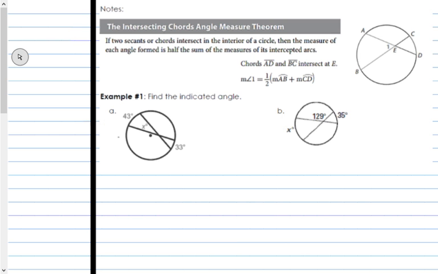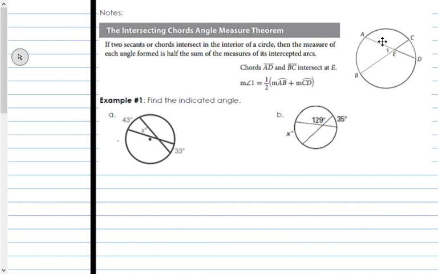One thing I want to remind you of is that angles are measured in degrees and their arcs are measured in degrees as well. So angle 1, however many degrees it is, AB is also measured in degrees. So an angle is measured in degrees and arcs are measured in degrees. I want to remind you of that.